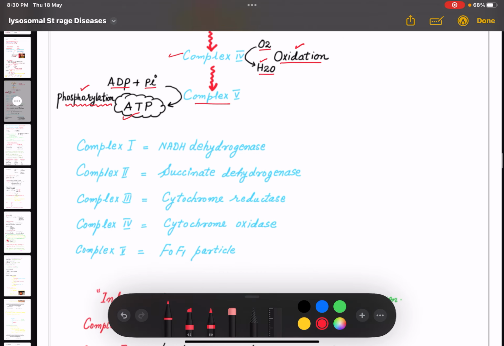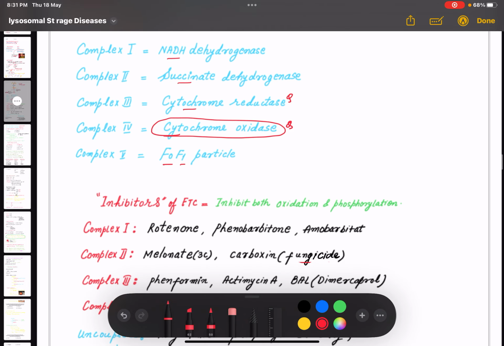Now these complexes have different names. Complex 1 is known as NADH dehydrogenase. Complex 2 is known as succinate dehydrogenase. Complex 3, cytochrome reductase. Complex 4, very important, is also known as cytochrome oxidase. And complex 5 is known as the F0F1 particle.